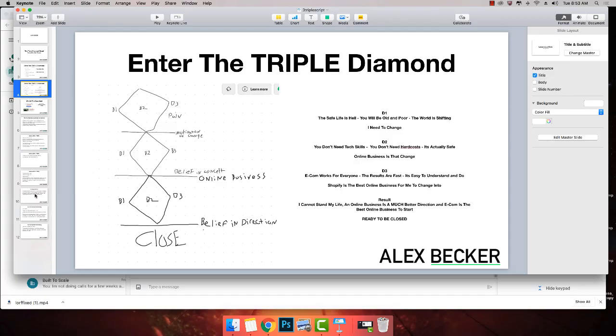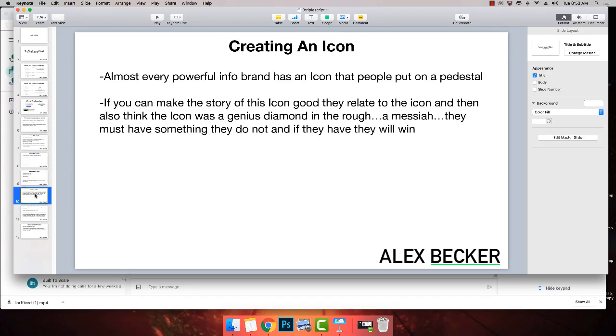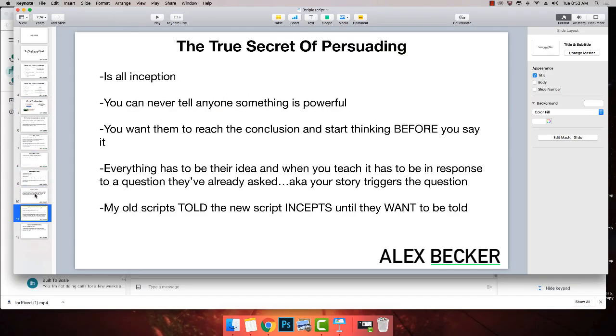But the viewer could never hope to possibly escape that pain on their own. They need the weapon that the icon created, and there's no way they could forge the weapon on their own. That's the story we're going to use in every single pitch. And so the true secret of persuading people is it's all inception.